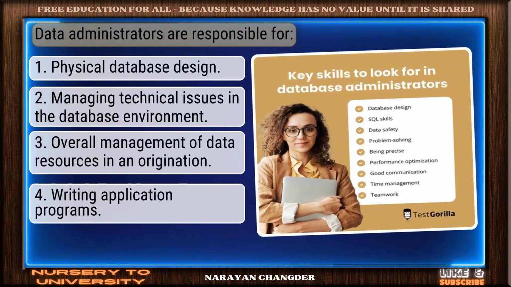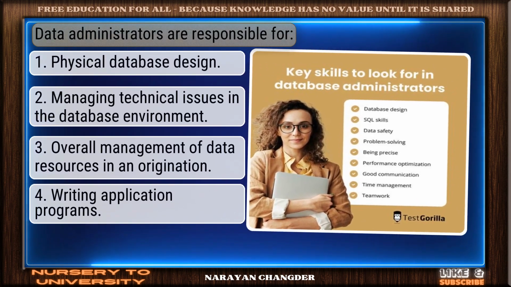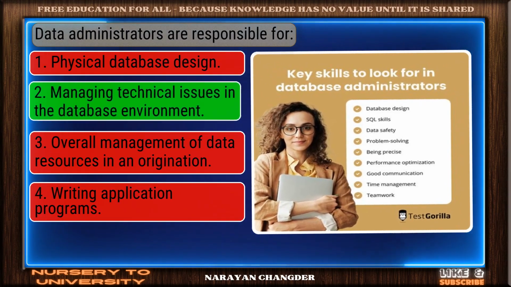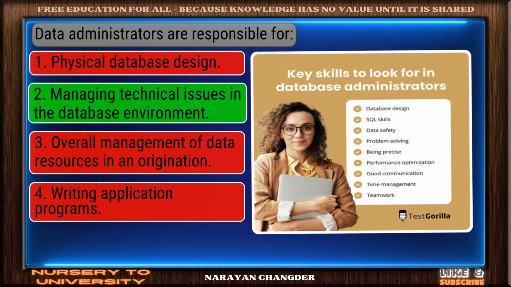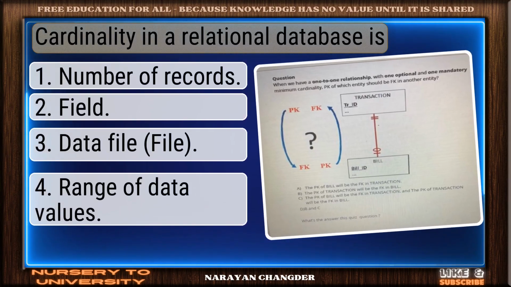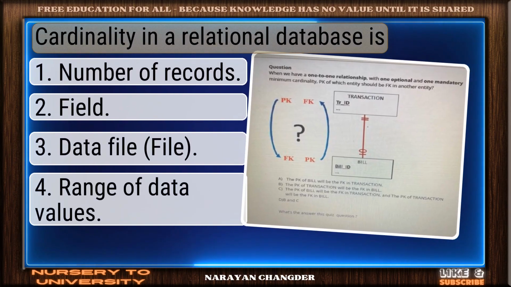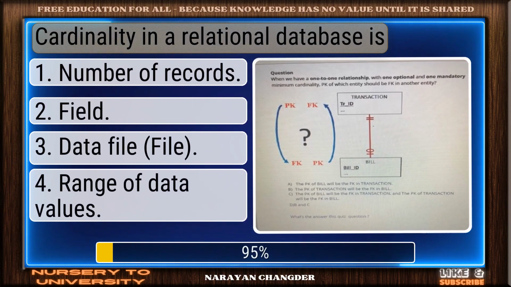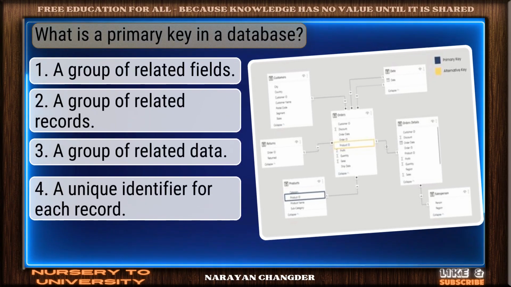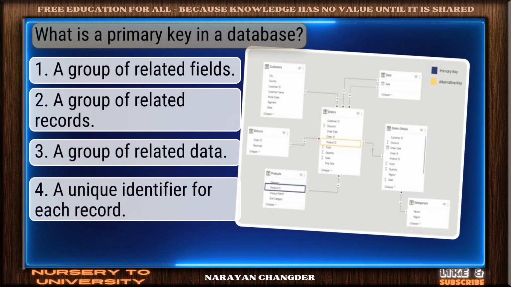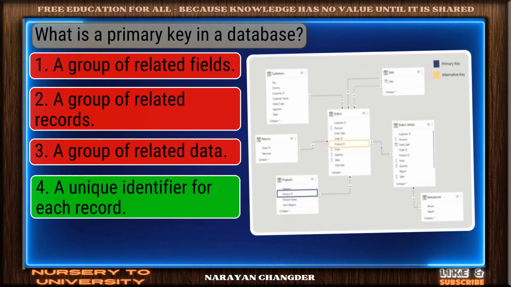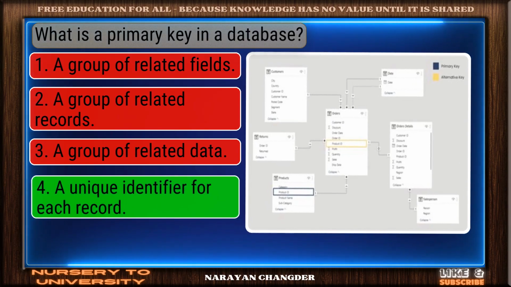Question number 66. Data administrators are responsible for. Right again. Managing technical issues in the database environment is a valid answer. Question number 67. Cardinality in a relational database is. Valid point. Number of records is true. Question number 68. What is a primary key in a database? Bravo. A unique identifier for each record is the answer.